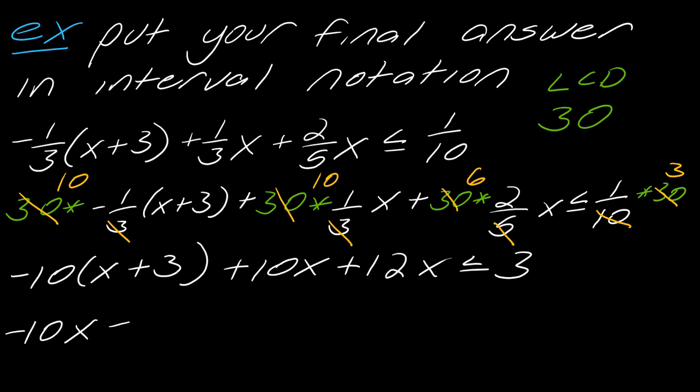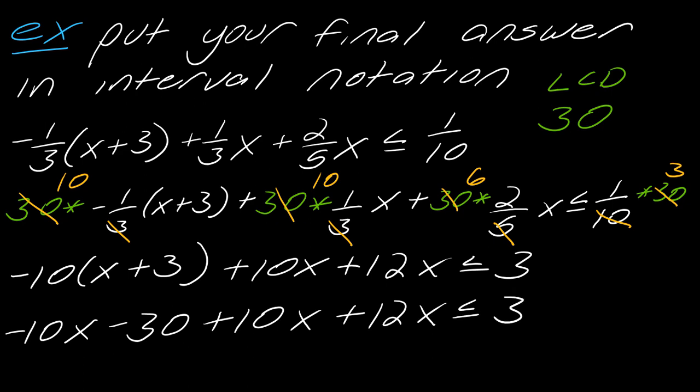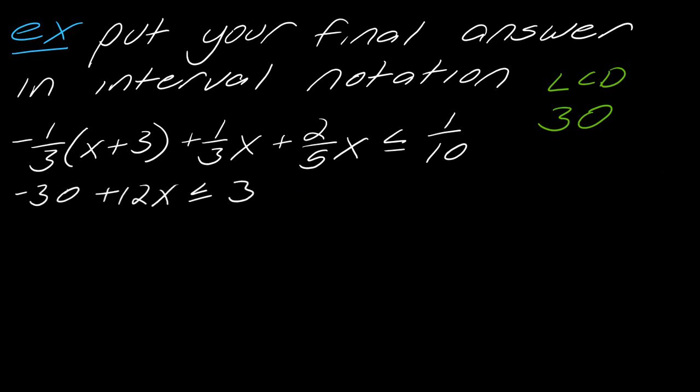So I've got -10x minus 30 plus 10x plus 12x is less than or equal to 3. So now I see here that the 10x's actually drop out. And so now, let's see, I've got -30 plus 12x is less than or equal to 3. Oh, and I dropped the x, my bad. And I'm running out of space here, so let me clear some room. Okay, that's much better. So now I can add the 30 to each side. So I've got now 12x is less than or equal to 33, right?